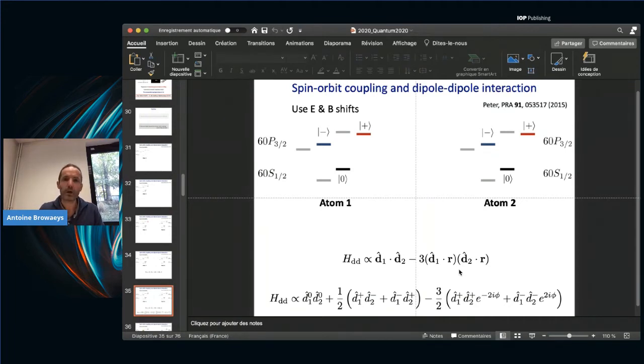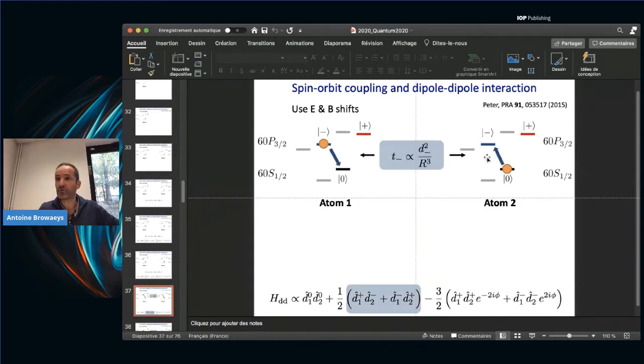So let's first consider the situation where the first atom is placed in state minus, this state here, which is the excited state, the other one in state 0. Then, of course, you can first have the exchange of the state in exactly the same way as I was discussing in case of two-level atoms. So this is driven by this part of the Hamiltonian. That corresponds to essentially the exchange with an amplitude which is d minus squared over r cubed, where d minus is the dipole matrix element coupling those two states. So that's the first possibility.